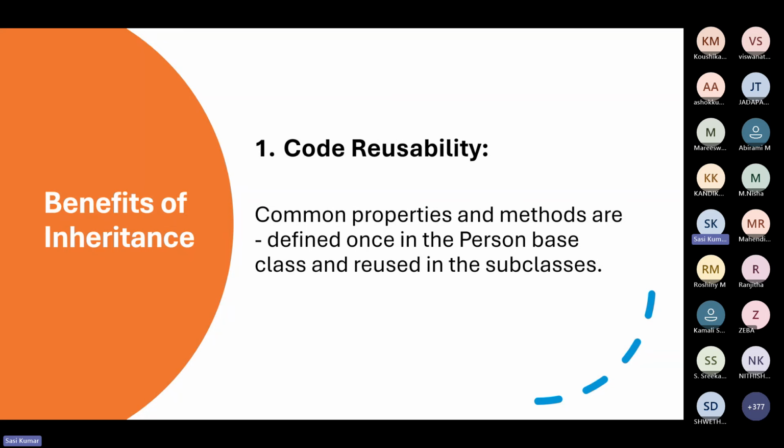And in the subclass, you can create any number of subclasses by extending that superclass, correct? By extending the parent class. So this is the main benefit of inheritance, code reusability. This is one of the very important concepts in object-oriented programming, right? It is one of the very important concepts.